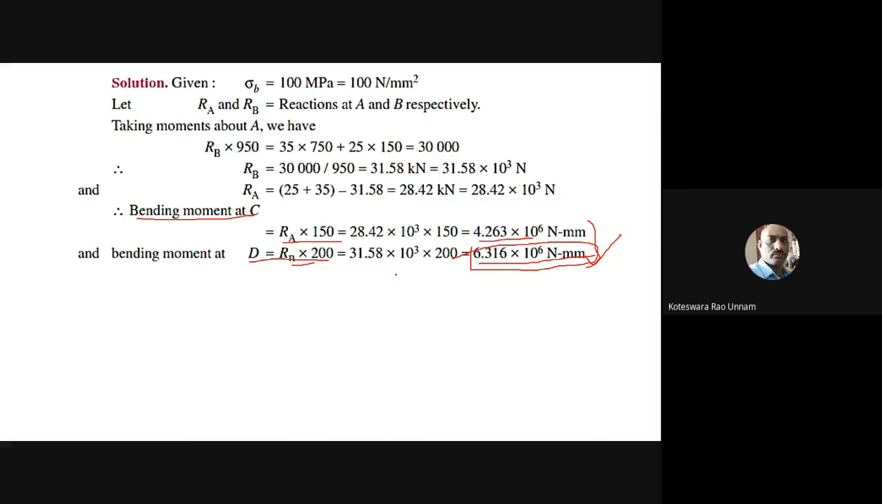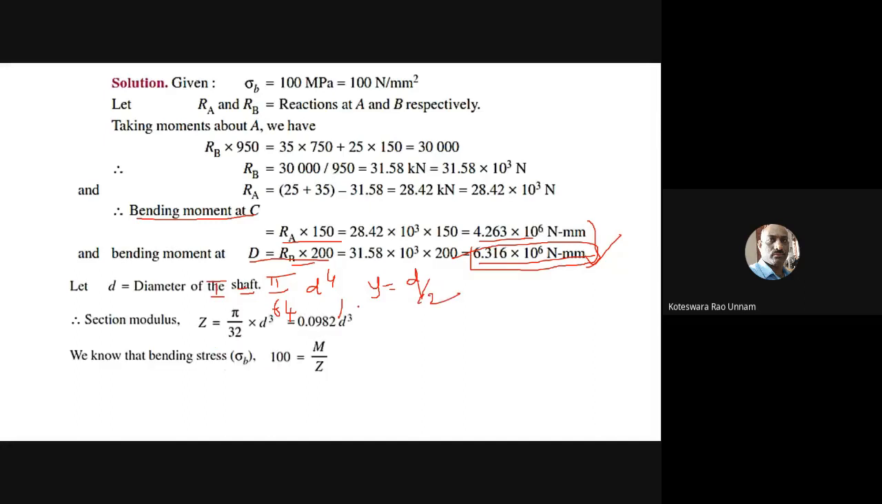Then you need to substitute all those things into the formula and calculate. I is unknown for us because we don't know the diameter. The I formula for a solid circular shaft is pi by 64 into D power 4. And Y we need to take for the maximum stress condition, so Y is D by 2. This is the equation we'll use to solve that.